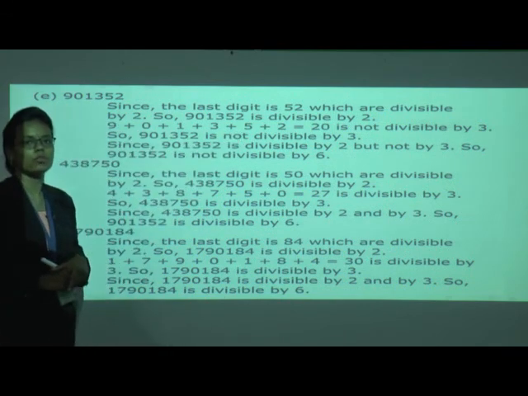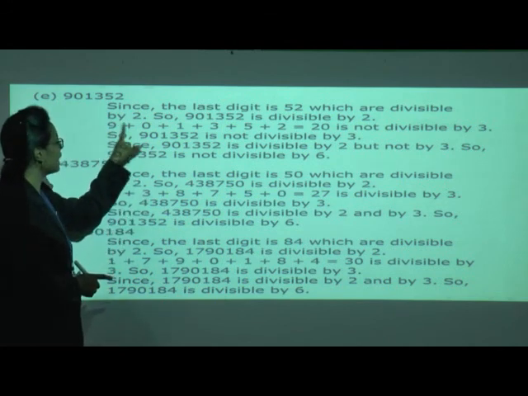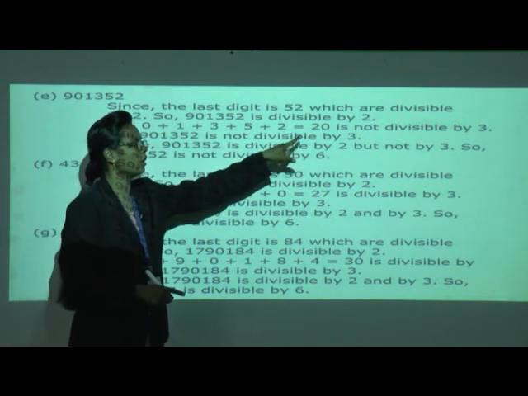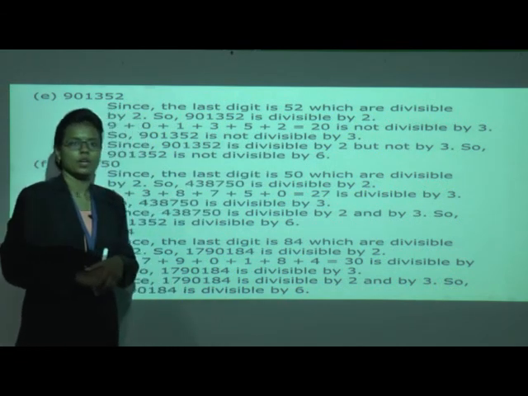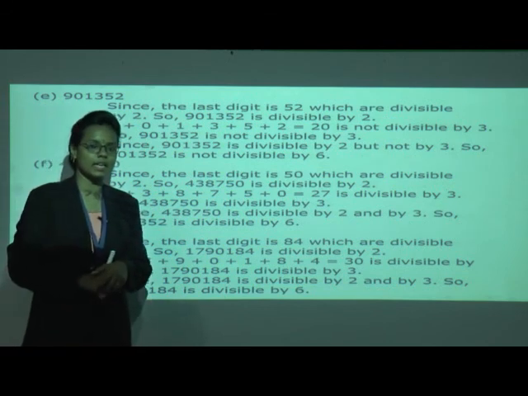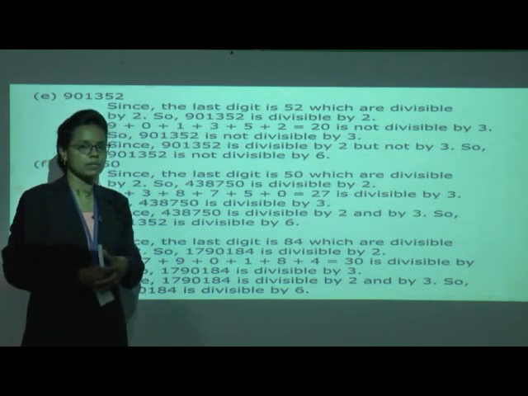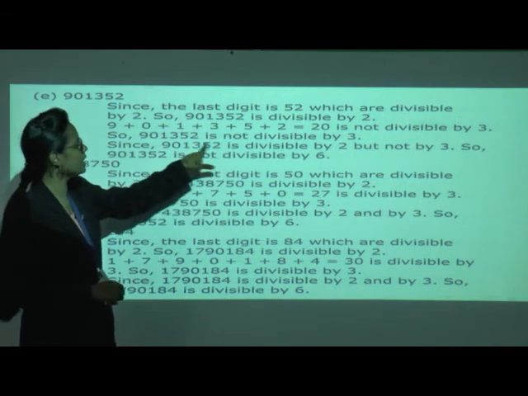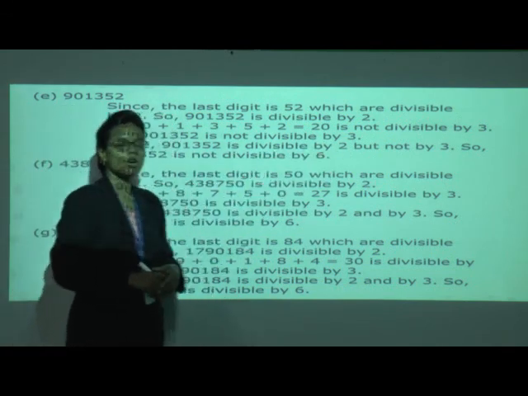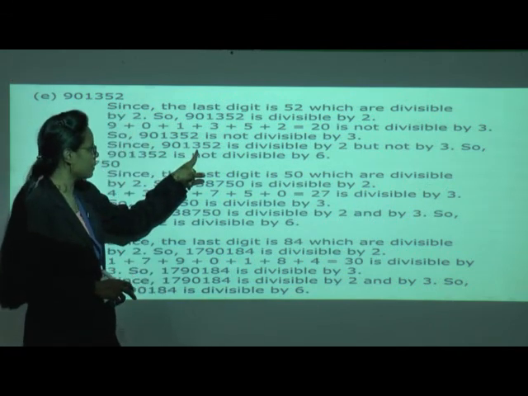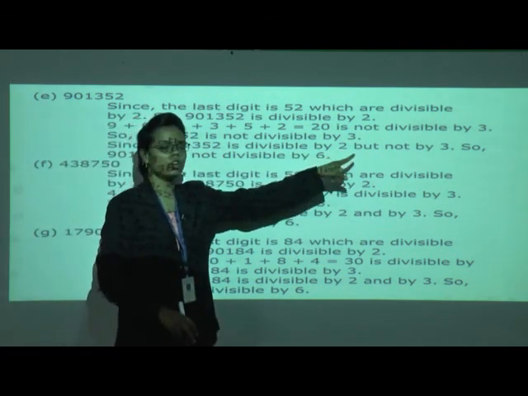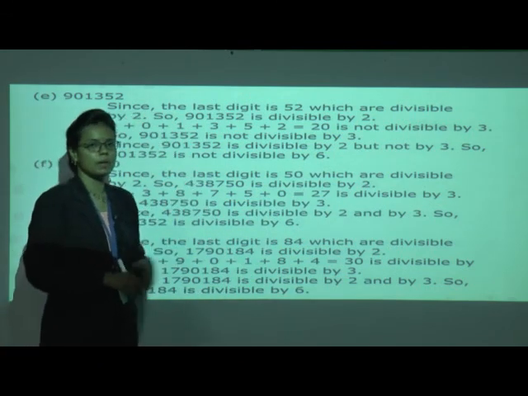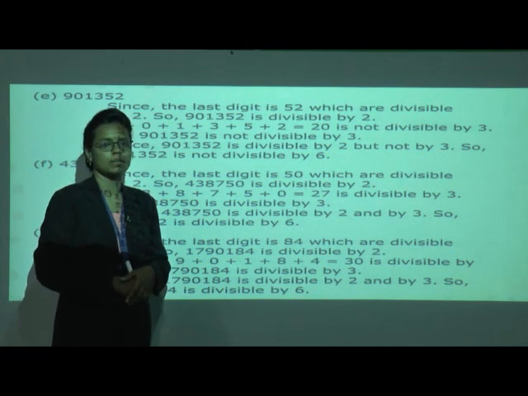Now to check for 3, we have to add 9 plus 0 plus 1 plus 3 plus 5 plus 2. We got the answer as 20. Is 20 divisible by 3? No, 20 is not divisible by 3. So we have found that the number is divisible by 2 but not by 3, so the number is not divisible by 6.